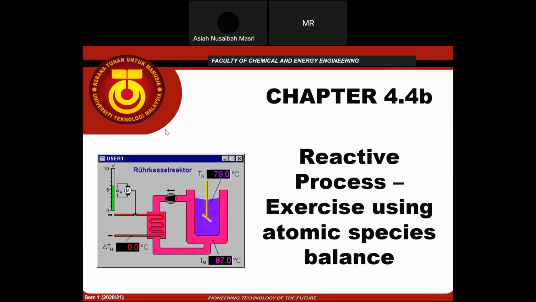Assalamu alaikum everyone. Okay, now we will continue with chapter 4.4b, which is reactive process, where we're gonna solve it using atomic species balance. So we will see an example representing this method.